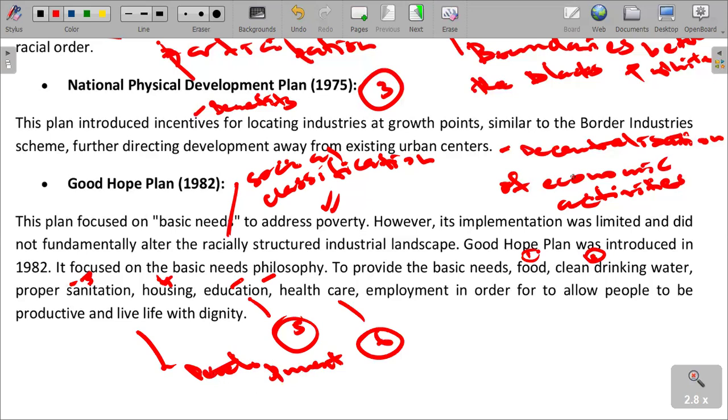So the Good Hope Plan focused on the provisioning of basic needs: healthcare, proper sanitation, housing, education, employment. In that respect, it was also to ensure that people can be productive and live a life that has dignity and good standards. You understand?